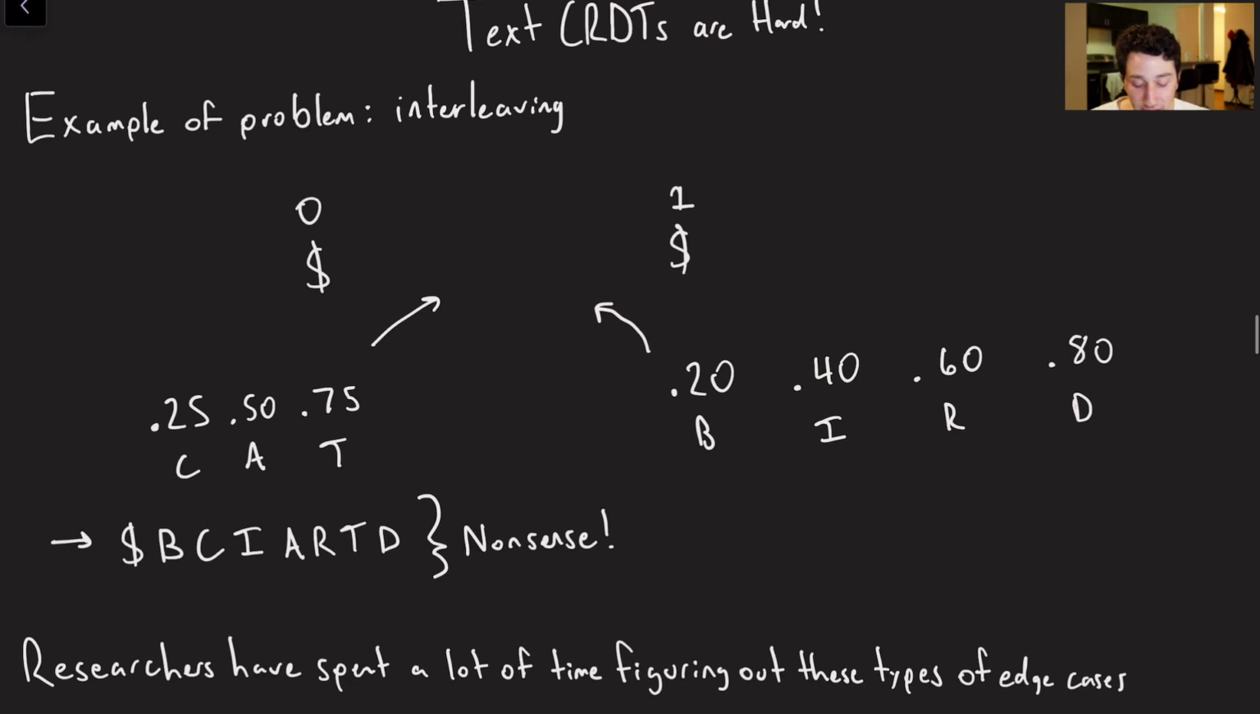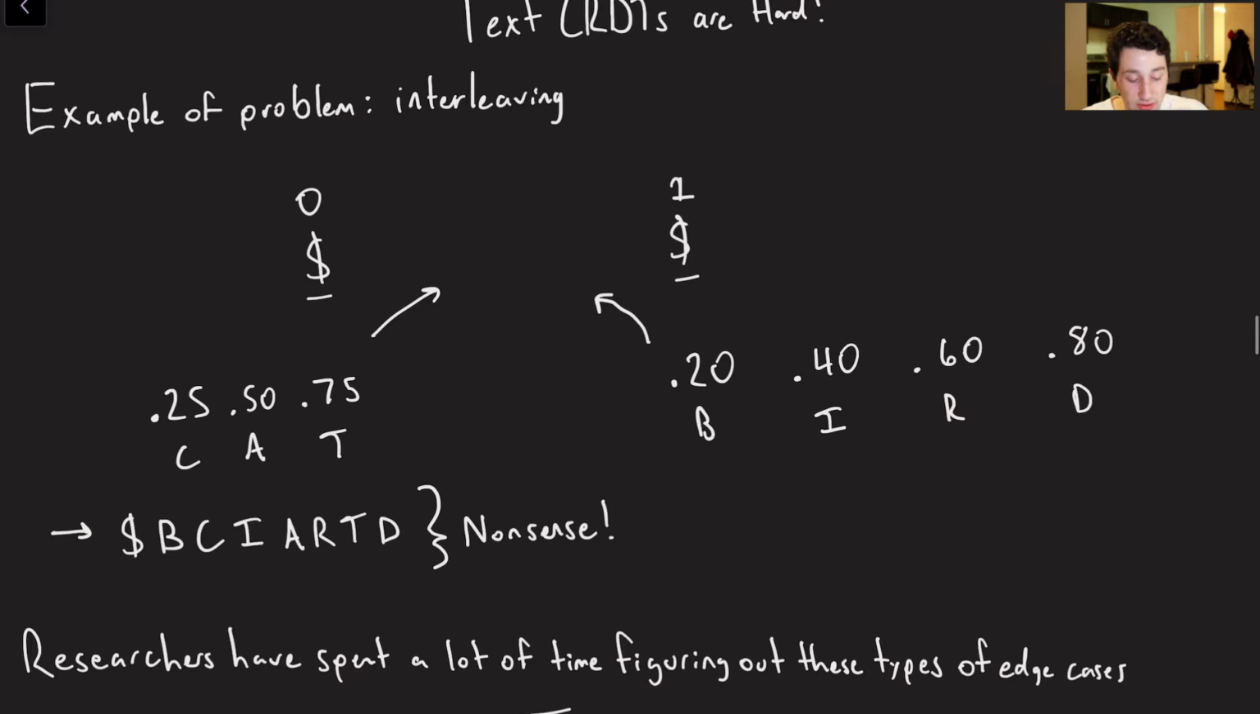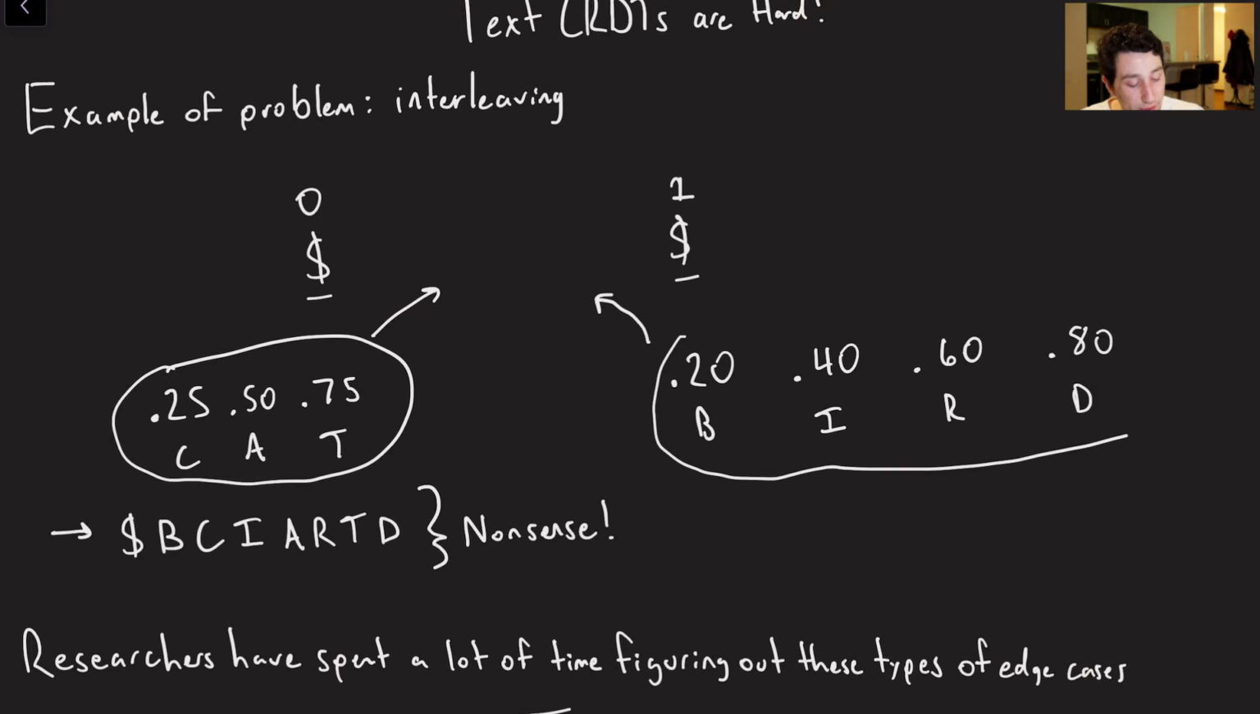So let's imagine one that's called interleaving. This is one that Martin Kleppmann talks a little bit about on YouTube. But the idea is, let's imagine I want to write the word cat. Assuming there's nothing in the text field so far, we just have some start and end character at 0 and 1. The characters for cat would be at 0.25, 0.50, and 0.75 because we're distributing them evenly. And then if someone else is writing bird, we would have the characters 0.20, 0.40, 0.60, and 0.80.